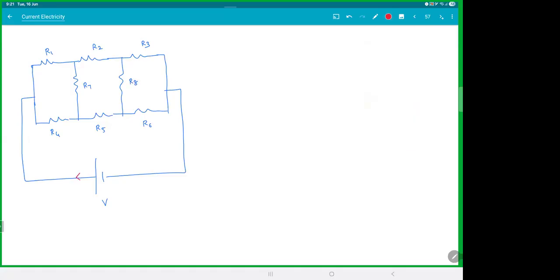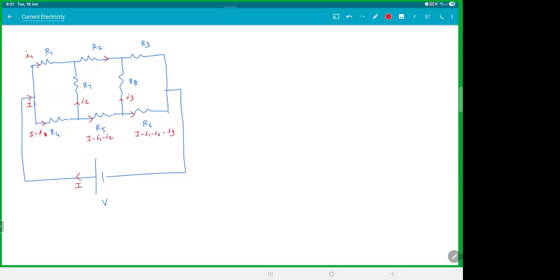Let's say the battery is giving current I. So current I comes here. This will be I1. Then this current will be I minus I1. Then this current will be I2. Then this current will be I minus I1 minus I2. This current will be I3. Then this current will be I minus I1 minus I2 minus I3.